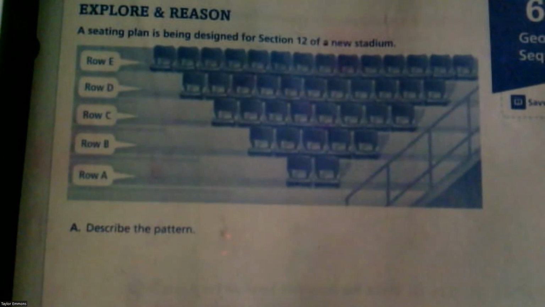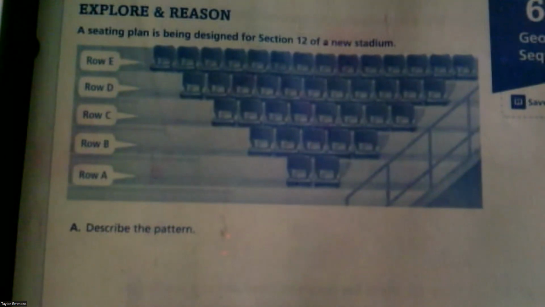Look from row A and then go up. So what are we increasing by? 3. What do you mean by 3? Are we adding 3 each time? Yeah. Okay, so let's look.